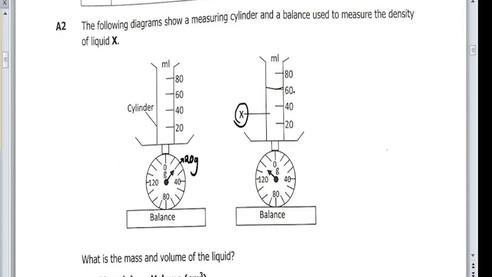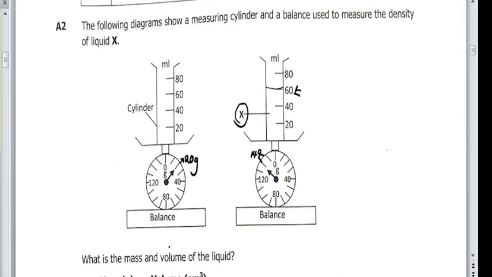Then after you pour in the liquid, which has a volume of 60 milliliters, the mass has moved to, so this is 120, 130, 140. So the mass has moved to 140. This is 140 grams.